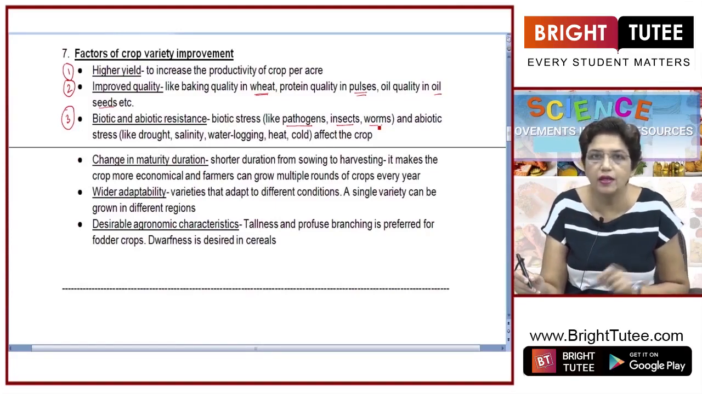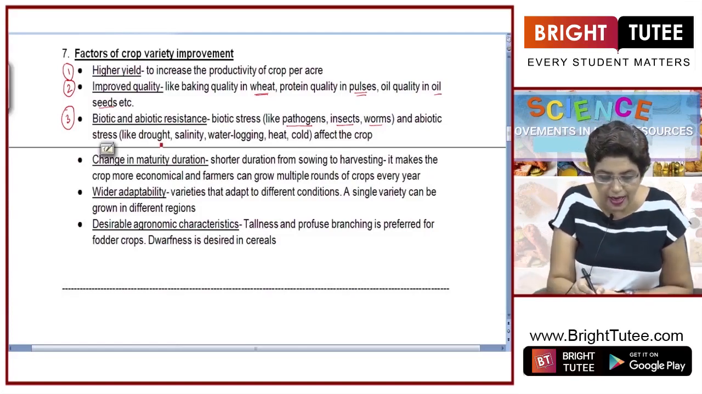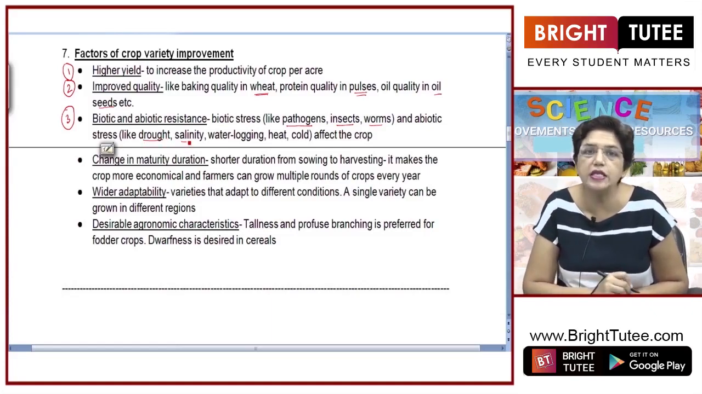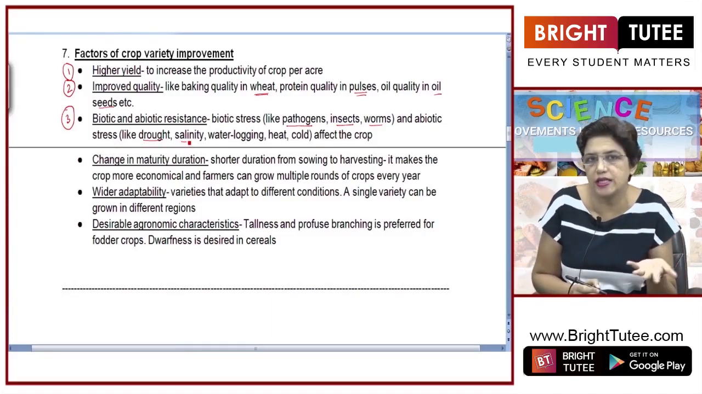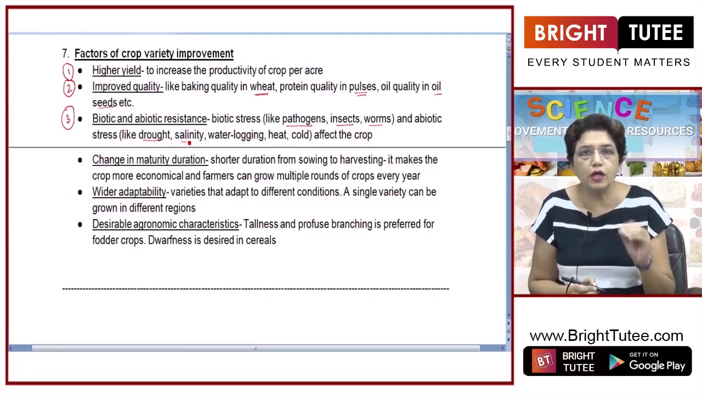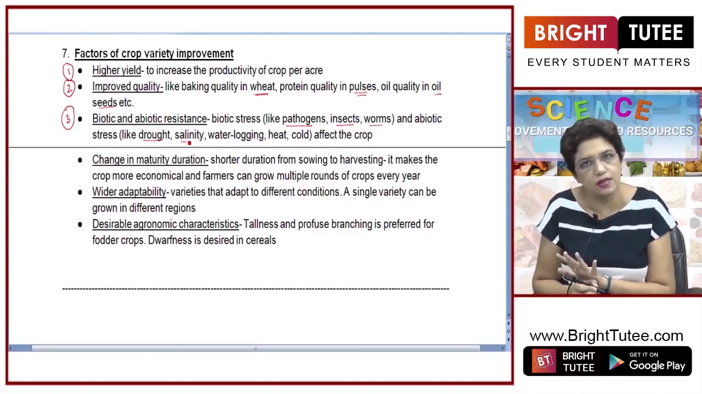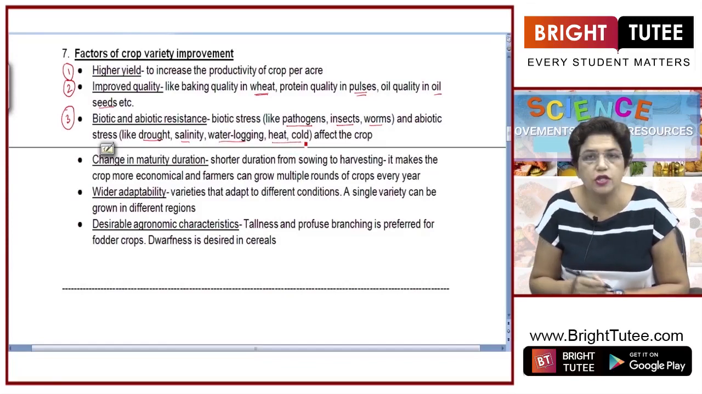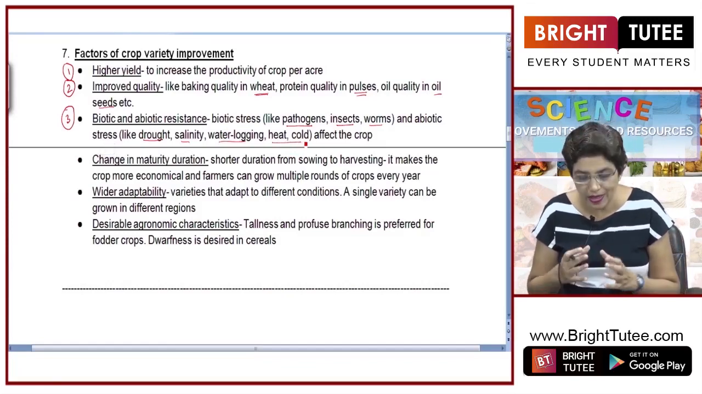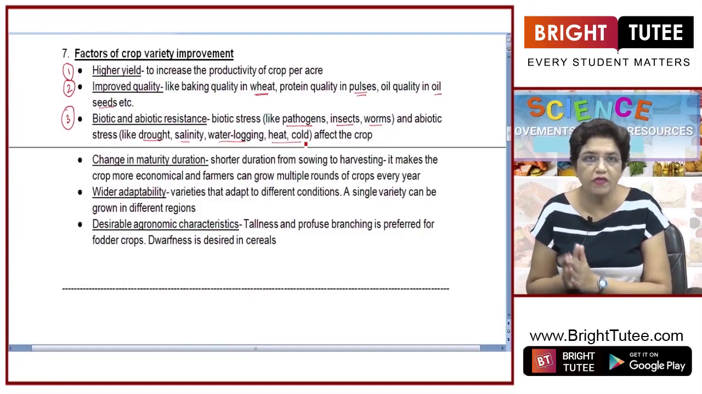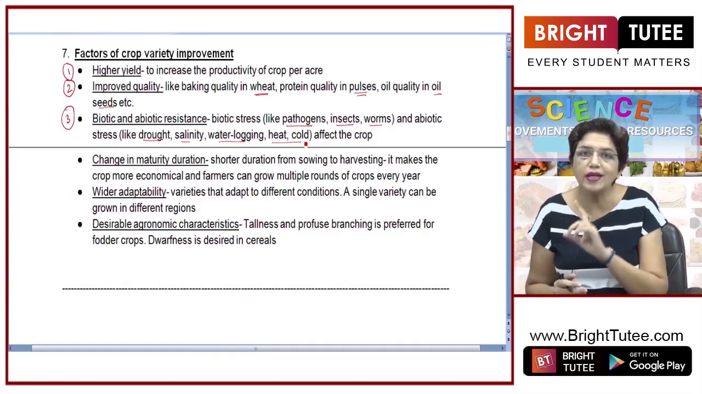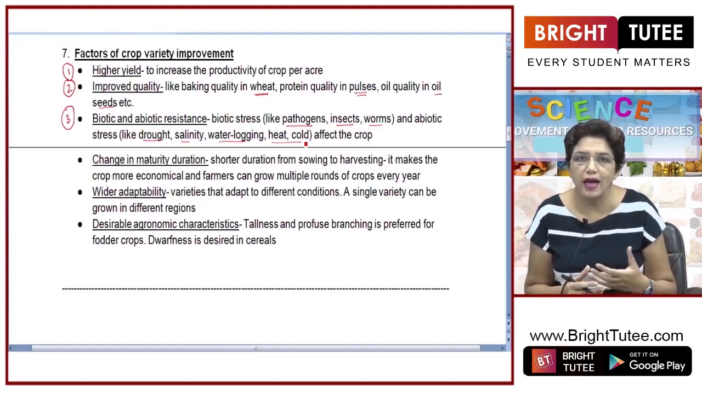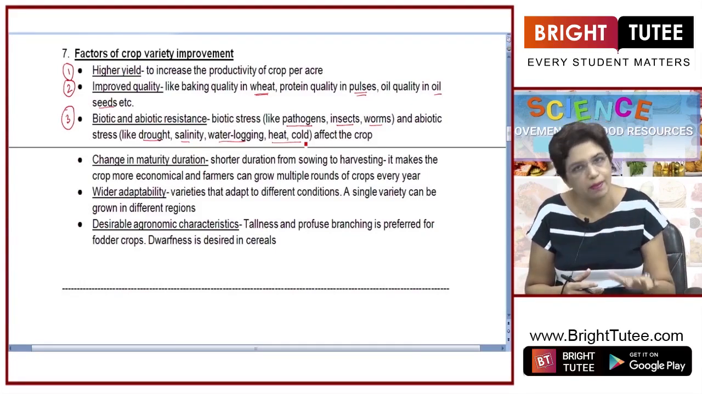Another is abiotic. Abiotic means the non-living part. Like if there is shortage of water or drought-like condition, the salinity of the soil. Sometimes soil is slightly more acidic, slightly more basic. So we want a crop which can be resistant to such slight changes. Then water logging, that is excess of water in the soil, heat, cold, or maybe the frost. So basically what we are looking for is a crop which is resistant, that means which will not get affected by slight changes in these conditions. So we'll have better yield and our loss will be minimized.